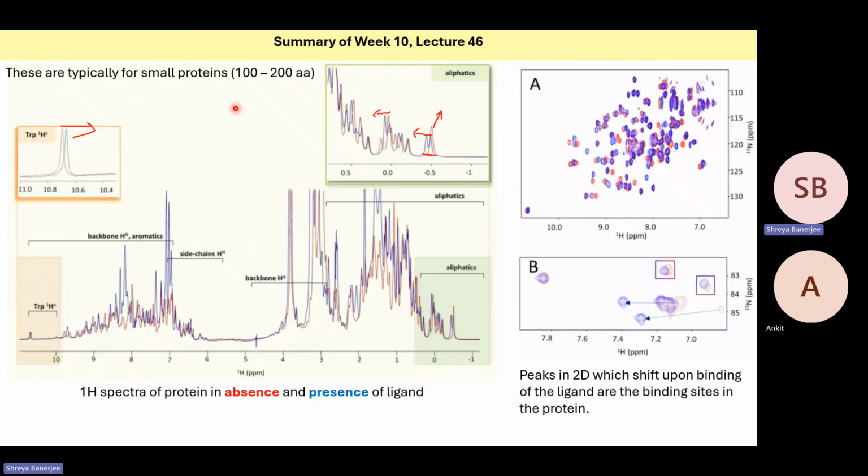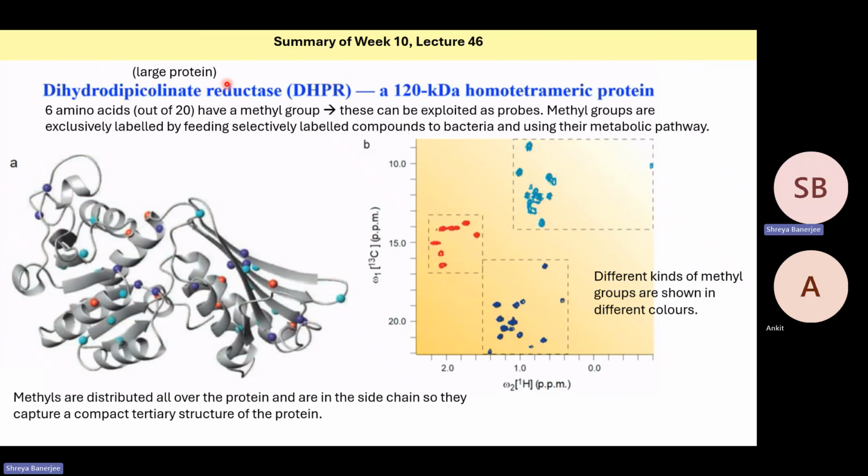Now here, we were talking about small proteins of 100 to 200 amino acids. You can have large proteins like dihydropicolinate reductase, DHPR, which is a 120 kilodalton protein. Now in this protein, what is basically done is that out of every 20 amino acids, 6 have a methyl group. And we can exploit the methyl group as probes. So you can see here the circles that are shown are the methyl groups that are in the protein. And they are distributed all over the protein and are part of the side chain.